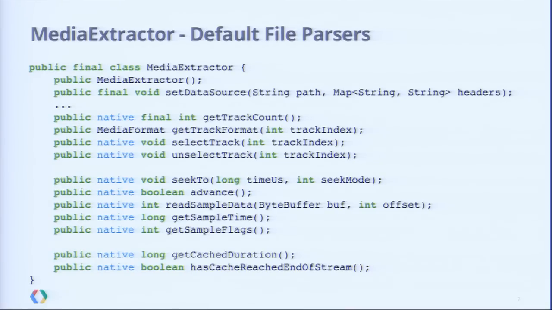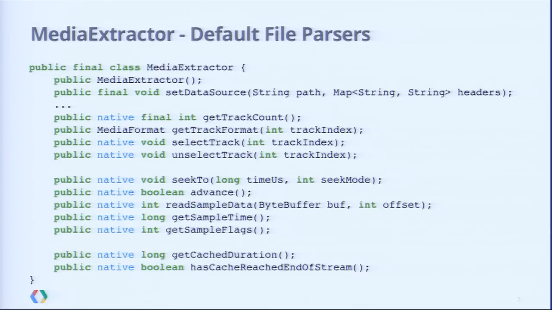So for each sample, as I just mentioned in the previous slide, you can find a bunch of metadata associated. One of the important pieces of information is the presentation time. In order to find the presentation time for that sample, you can call getSampleTime, which will return the presentation time in microseconds. And you can also find out the flags associated with this particular sample, such as whether this sample is a sync frame, or whether this sample is decoder-specific information.